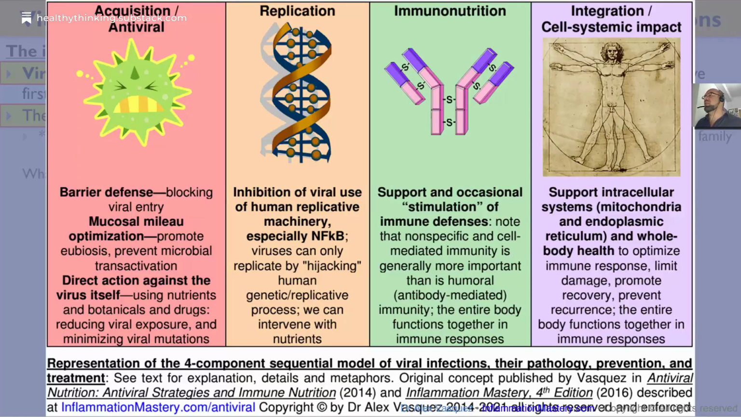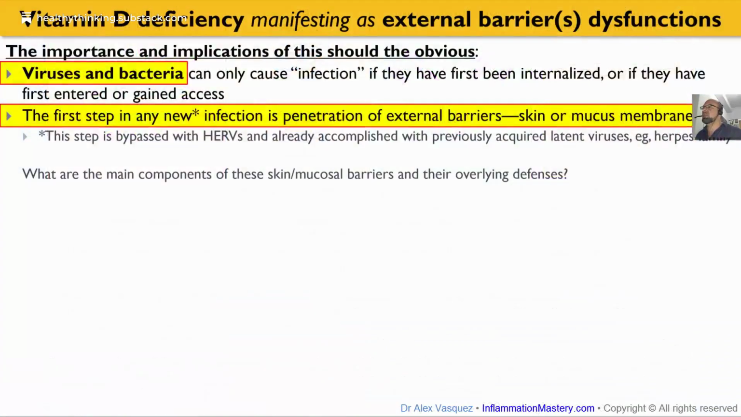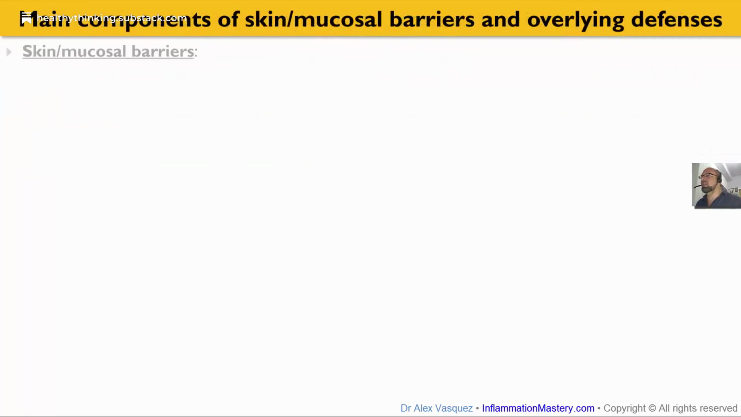And so if we strengthen or optimize the function of those exterior barriers, then that gives us, of course, a chance to prevent a viral or bacterial infection before it ever has a chance to even start. So let's be optimistic and see if we can accomplish the enhancement of those exterior barriers with proper nutritional supplementation.